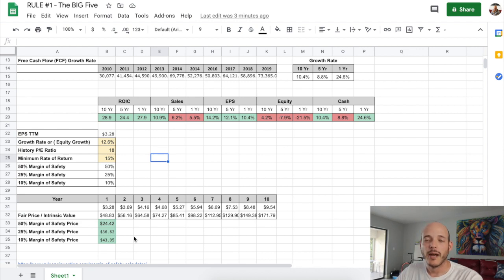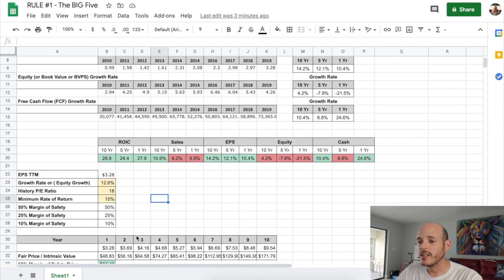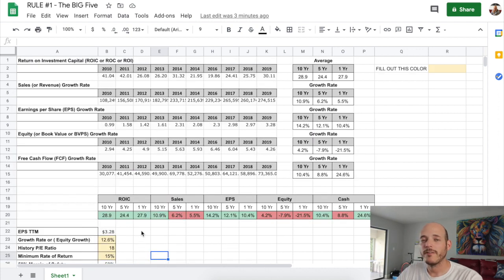So overall, Apple looks to be overvalued. I think it is also overvalued based on other metrics and what I've seen. But I just wanted to give you this rundown that Apple fails Rule Number 1 investing based on Phil Town. There you have it. Those are my thoughts on Apple right now, as well as the spreadsheet.